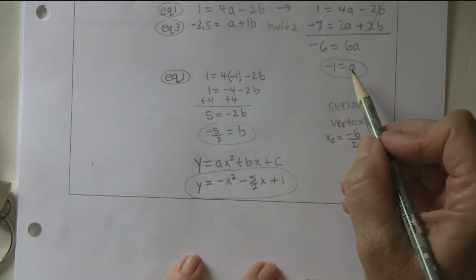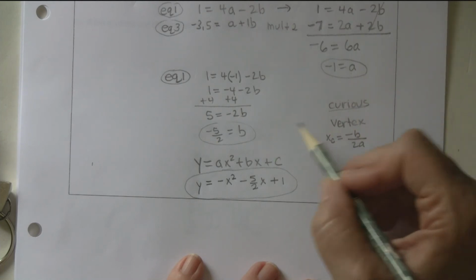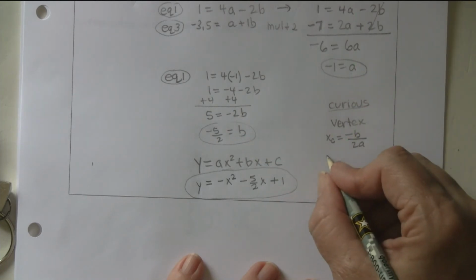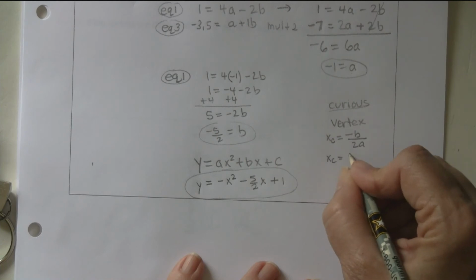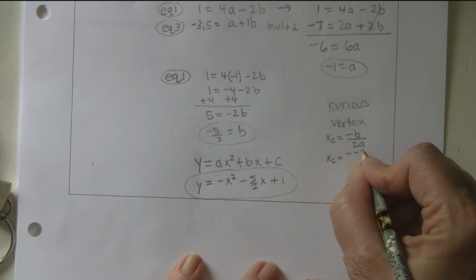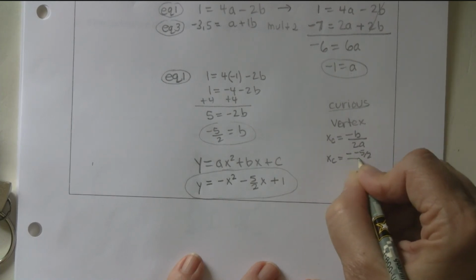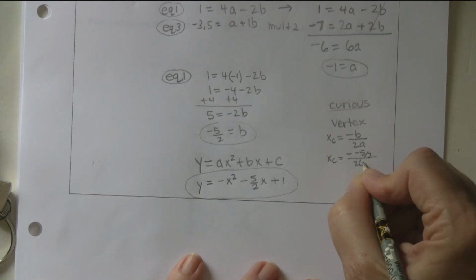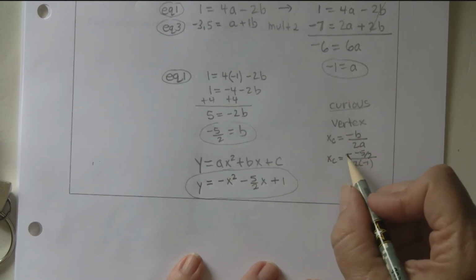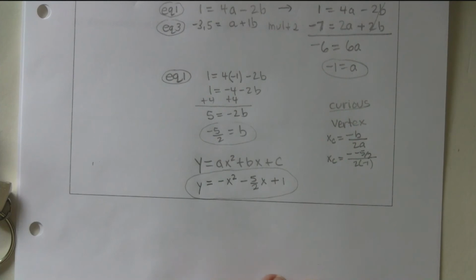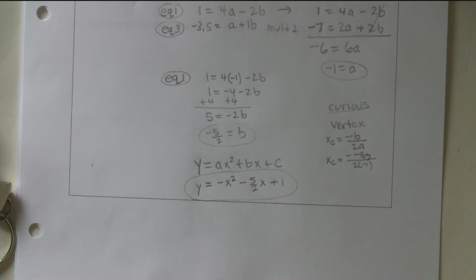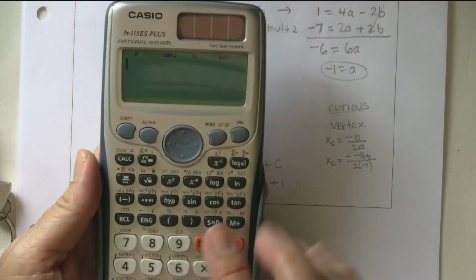And we know that a was negative 1, and we know that b was negative 5 halves. So the x-coordinate of the vertex is given by negative of negative 5 halves over 2 times negative 1. So when the dust clears, I think that's negative 5 over 4. And you could use your calculator if you wanted.